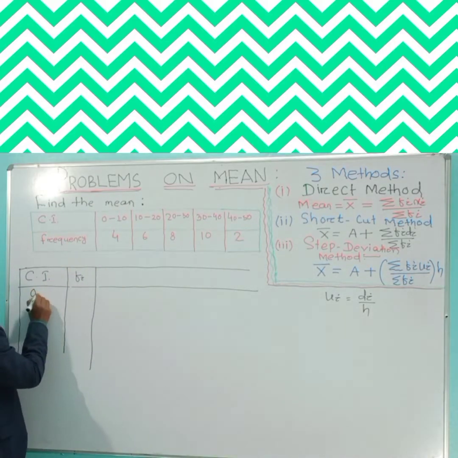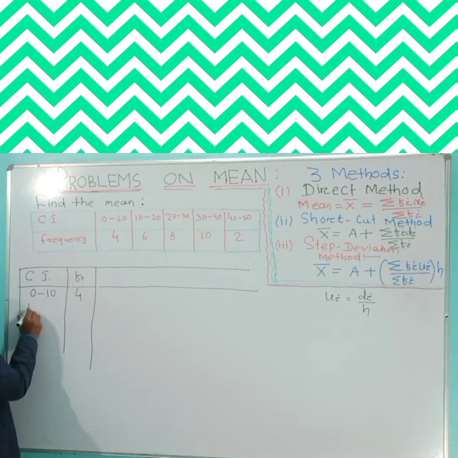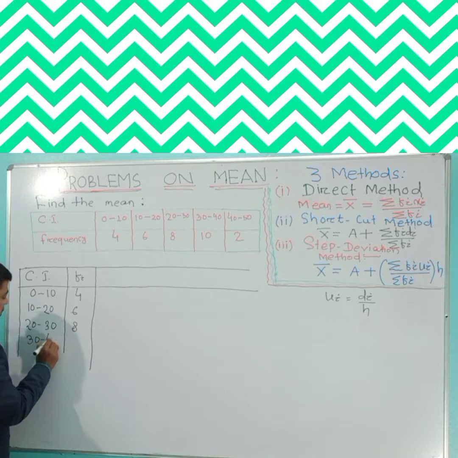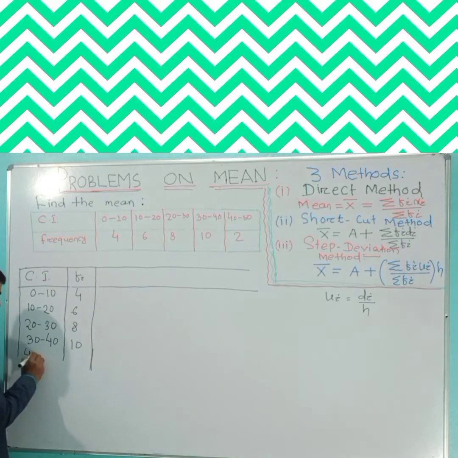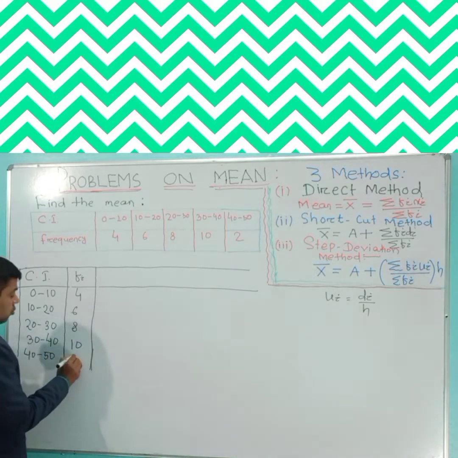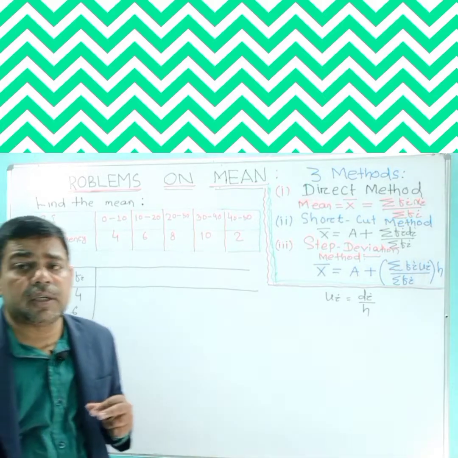So 0 to 10, the frequency is 4; 10 to 20, the frequency is 6; 20 to 30, the frequency is 8; 30 to 40, the frequency is 10; and 40 to 50, the frequency is 2. This is a group frequency distribution table, and we are going to find the mean. The first step, use the direct method.